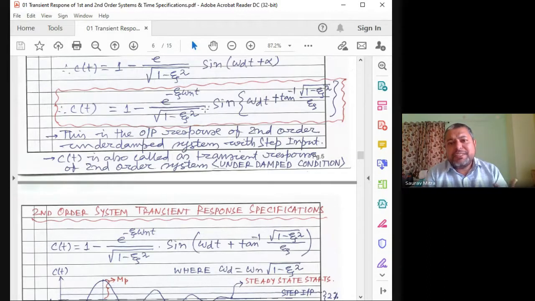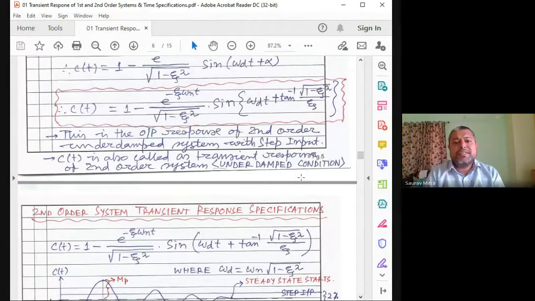Likewise, if you substitute zeta is equal to 1, you will find that there is no oscillation, because this part is going to be 0 as this is omega d. Sine 0 means this part goes. So likewise, you will find all the responses. We will see shortly how those responses look.